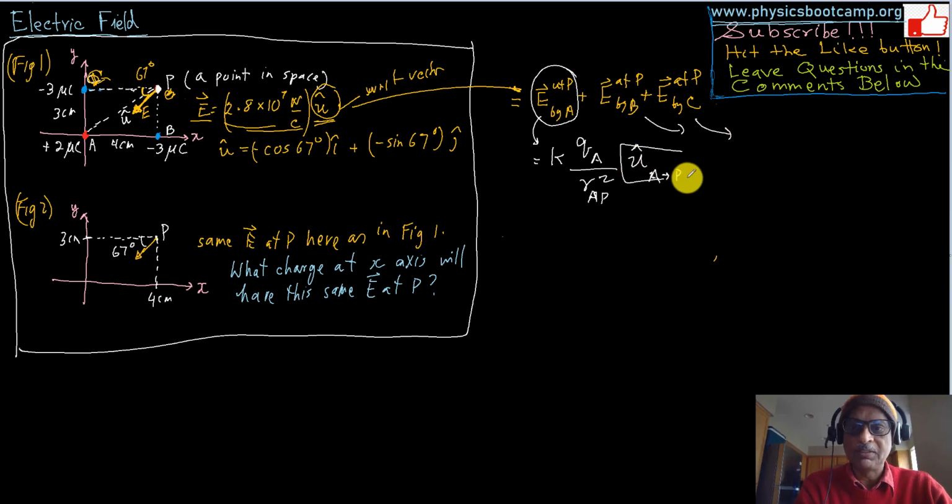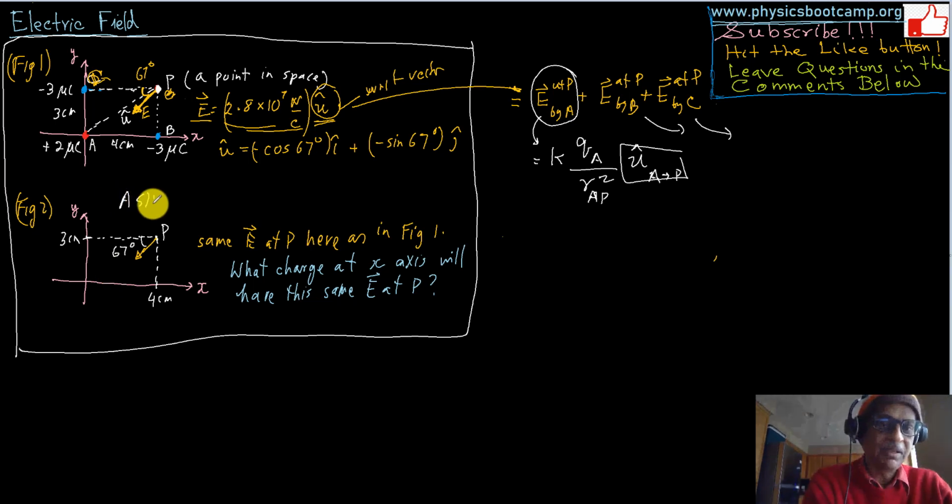Because this is a vector, you can add them up vectorially, and that's how this answer was obtained. You may want to redo it and see if the answer is correct. But suppose this answer is correct. The question is, rather than having these three charges, I can place a single charge here, a single source charge.